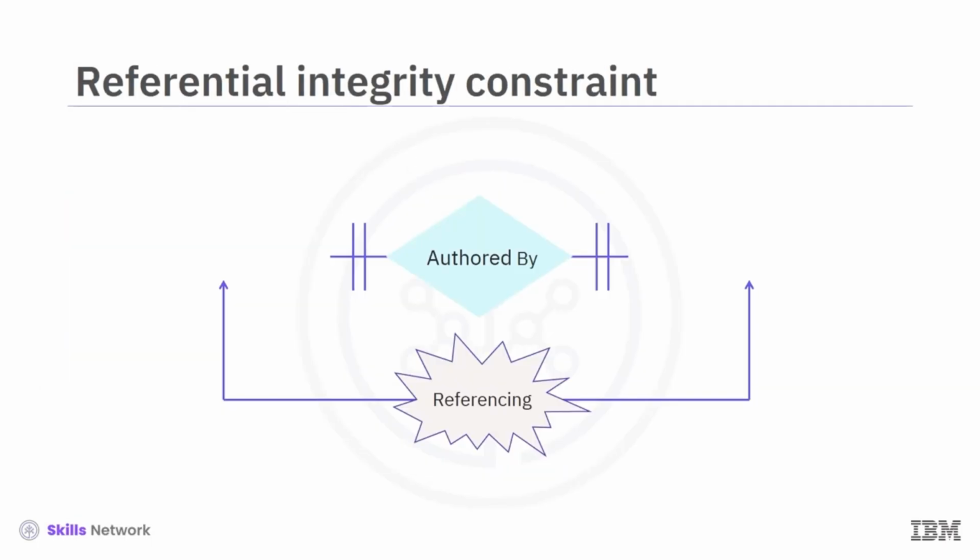Relationships between tables are defined by the referential integrity constraint. This constraint endorses the relationships between tables. The validity of the data is enforced using a combination of primary keys and foreign keys. As mentioned previously, for a book to exist, it has to be written by at least one author.